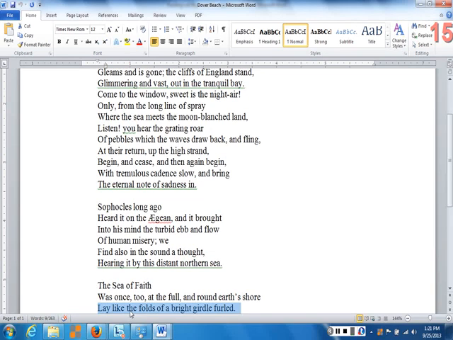Follow the changes in subject here. And the changes aren't necessarily going from one subject to another, but they're developing from the scenery to the sound of the sea to the idea of sadness, which the sea reminds the speaker of, to Sophocles hearing the note of sadness, to that note reminding him of human misery, to its prompting a thought of our own, and that thought is simply that the sea of faith was once too at the full, and round earth's shore lay like the folds of a bright girdle furled.